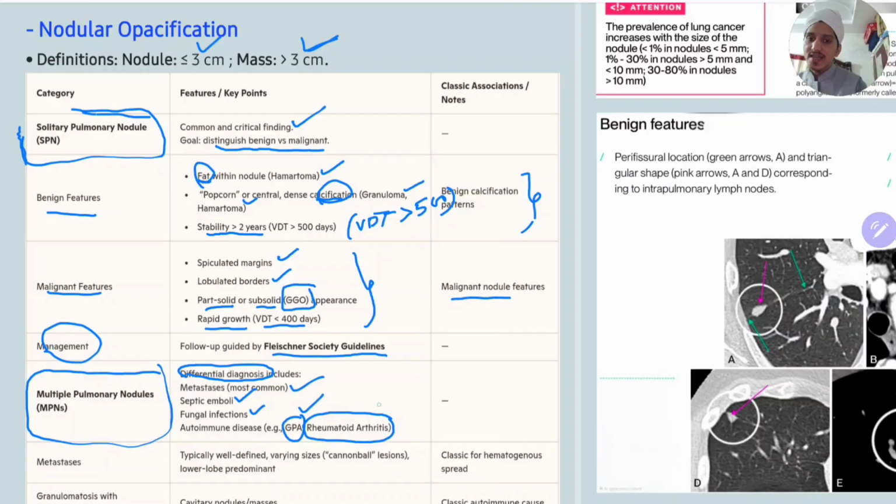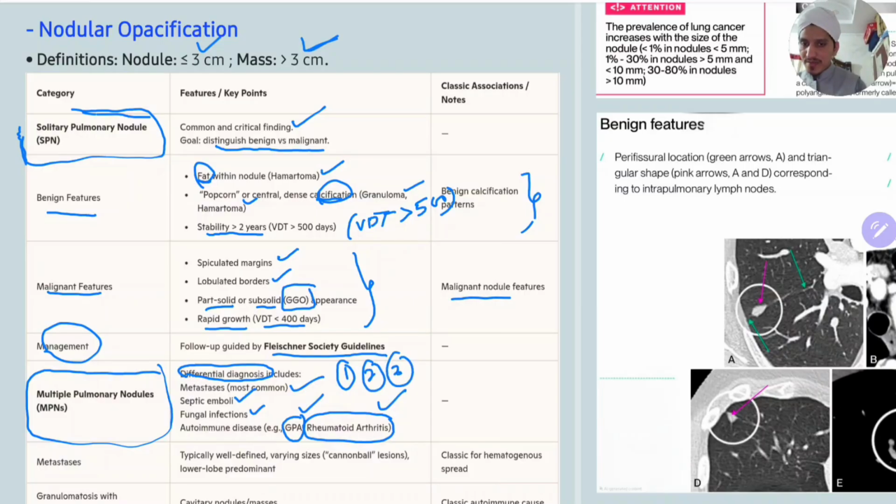So this is a vasculitis, and this is a rheumatological disorder. Autoimmune disease, granulomatosis with polyangiitis and rheumatoid arthritis. So these are the important differential diagnoses of multiple pulmonary nodules. Number one is metastasis, the most common. Second is septic emboli. Third is fungal infection.